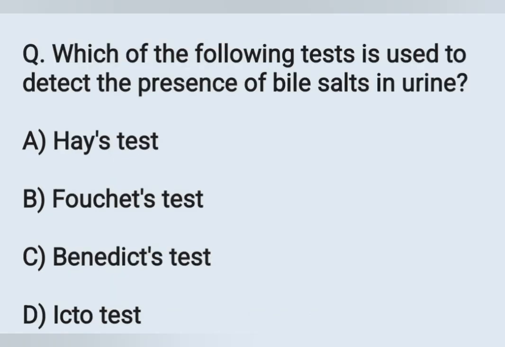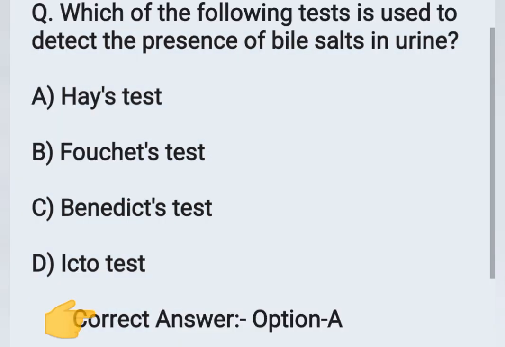And the next question is which of the following tests is used to detect the presence of bile salt in urine? Options: option A Hay's test, option B Fouchet's test, option C Benedict test, option D Ictotest. The test which is used to detect the presence of bile salt in the urine is Hay's test. Option A is the correct answer.